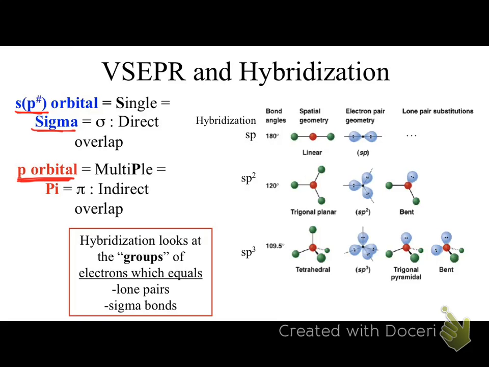hybridization can be a bit tricky because you've got to make sure that you're looking for the correct groups. Our electron groups are going to count as lone pairs and sigma bonds. So when we see a pi bond, for instance, if we looked at this functional group, how many electron groups are around that center carbon? We end up with 3 electron groups. In this case, all sigma bonds. You'll notice that we don't count the pi bond in that system. That's going to be explained by the unhybridized p orbital left over.